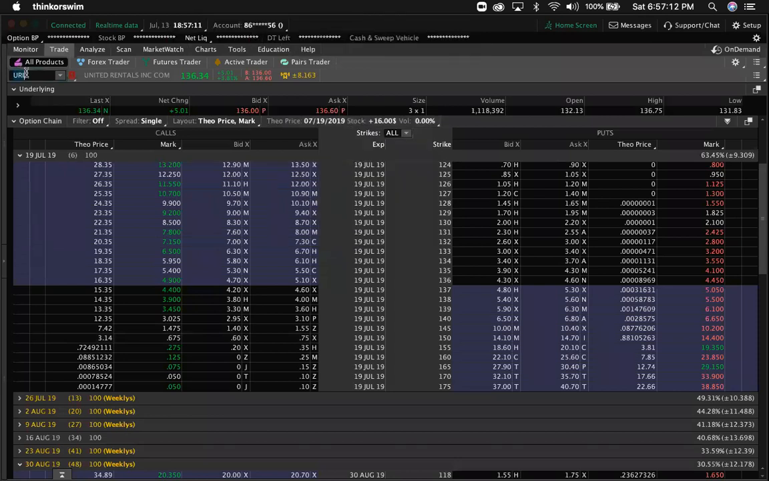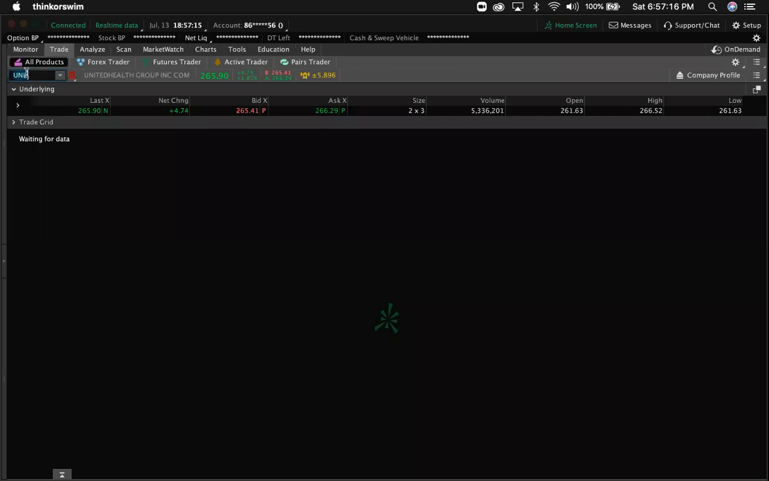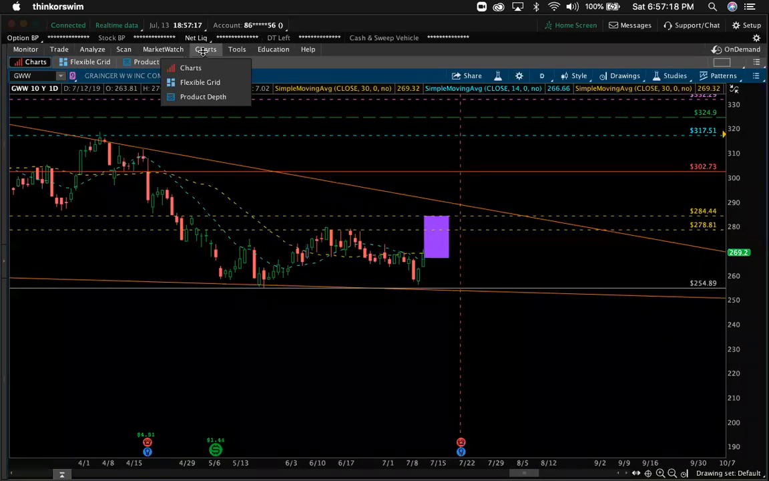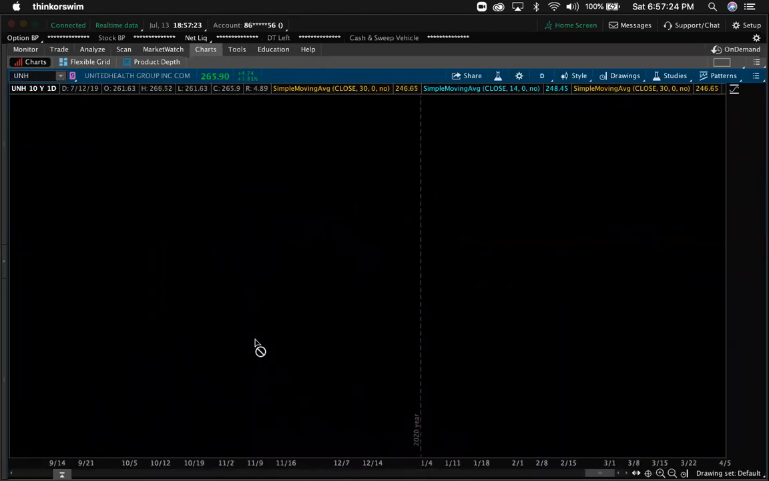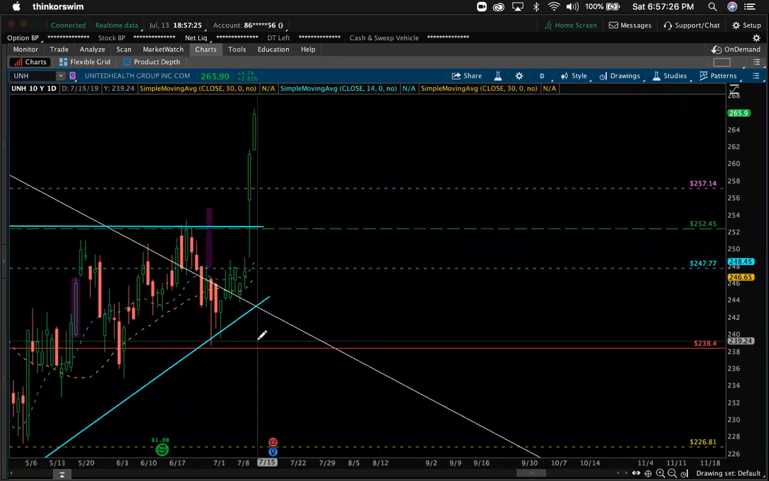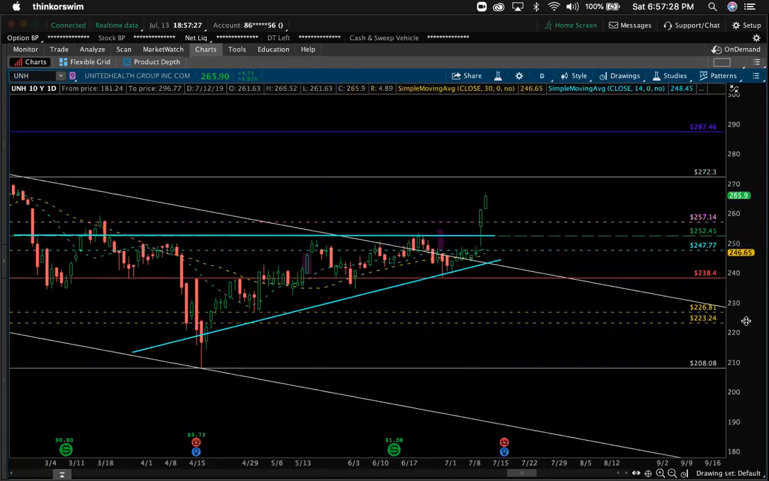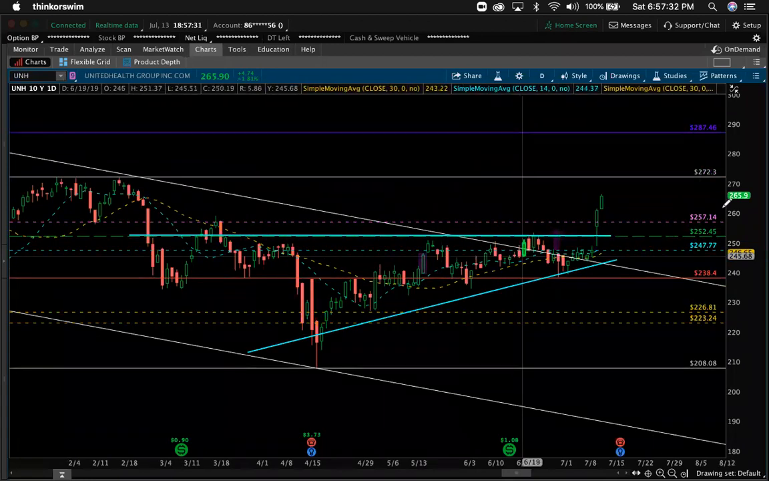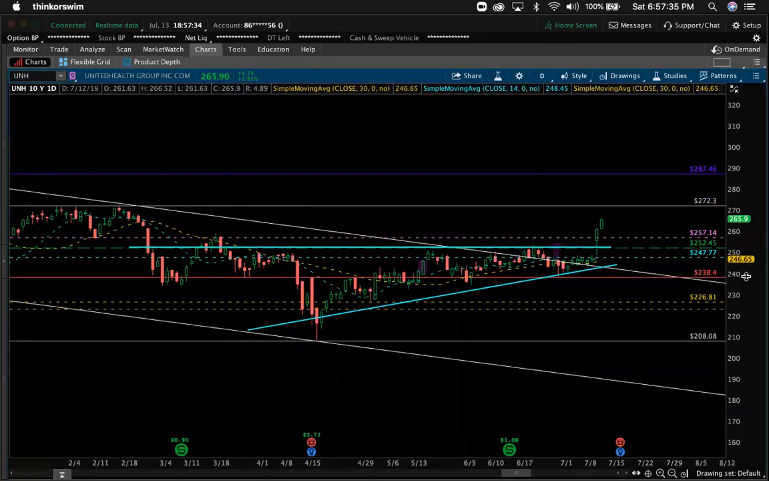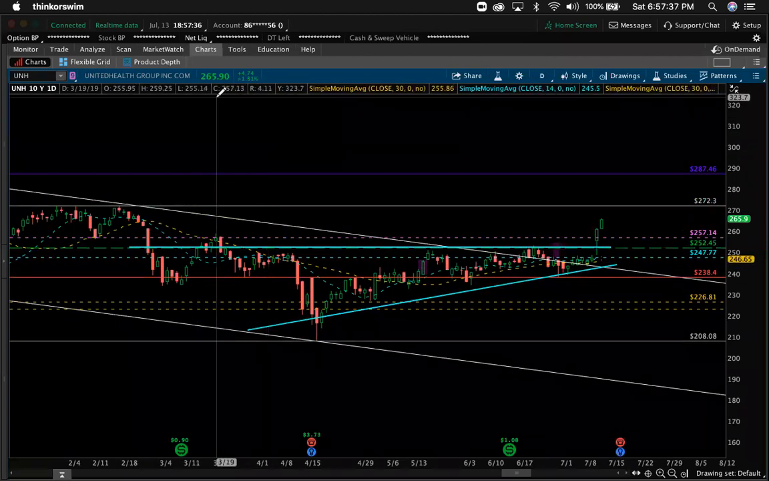That's URI. UNH also reports this week, I think Thursday as well, as PRU and URI do. This thing is a monster. They were not playing. Ascending triangle breakout. We basically charted this for the past 3 weeks. Target 287.46. Probably see a gap there.